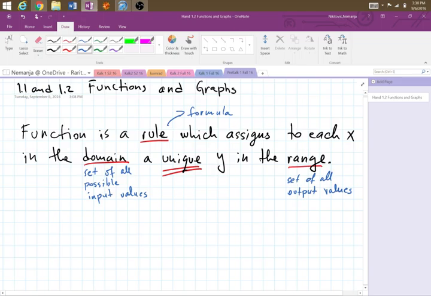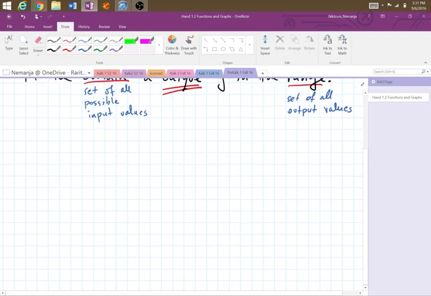It is the word unique that makes the function, not the word rule. Rule is a formula, and we are very soon going to see that x squared plus y squared equals 9, which is a circle, is not a function. But x squared plus y squared equals 9 is a rule. It's a formula. So uniqueness has to be observed at all times. So here's a little graphic here.